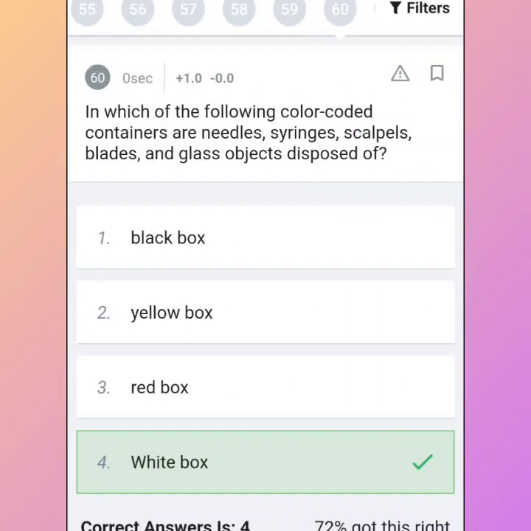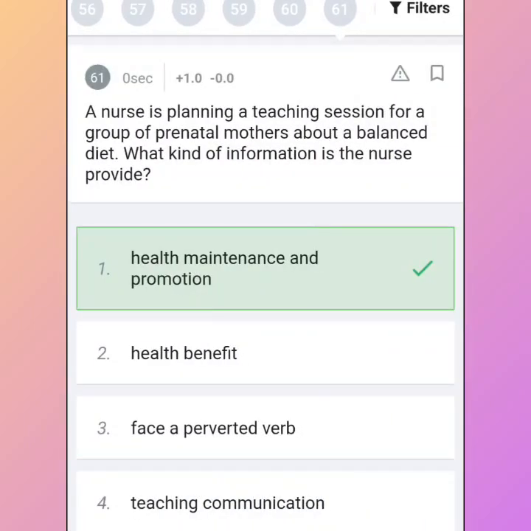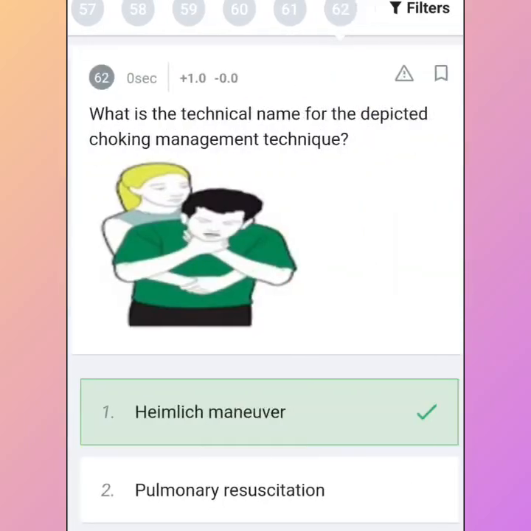In which of the following color-coded container are needle, syringes, a scalpel blade, and glass object disposed of? White box. A nurse is planning a teaching session for a group of prospective mothers about a balanced diet. What kind of information should the nurse provide? Option first, health maintenance and promotion.